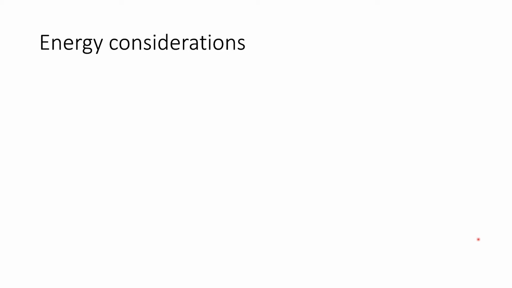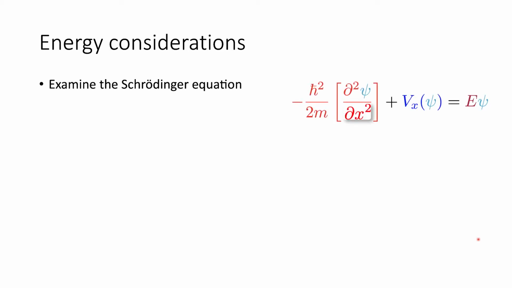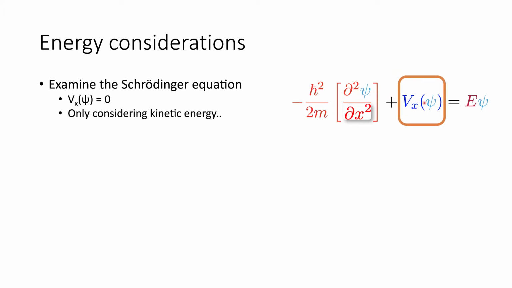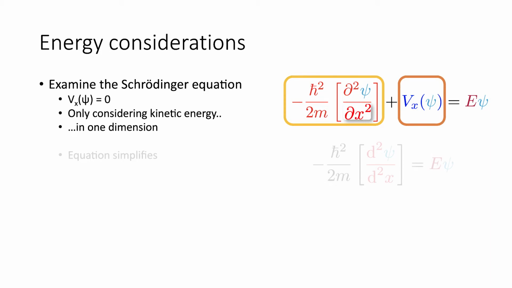Let's now consider the energy inside our system. So look at our Schrödinger equation. If you remember, our Schrödinger equation looks like this. Now remember, our potential term, this part here, goes to 0, so we don't need to worry about this. So we only consider the kinetic energy here, the double differential, or the second derivative, and we're considering it in a single dimension, in x, which means that the equation simplifies to this form.